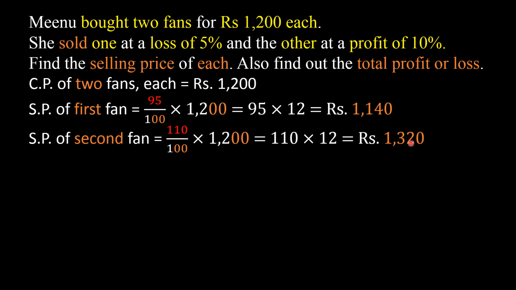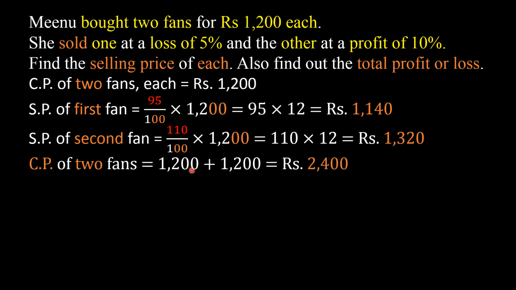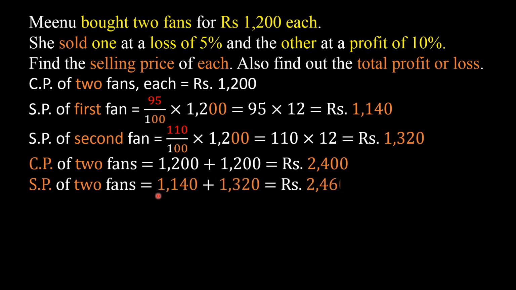Now the cost price of 2 fans will become 1200 plus 1200, that is rupees 2400, and selling price of 2 fans will be 1140, which is the selling price of the first fan, plus 1320, which is the selling price of the second fan. So it will be total rupees 2460.